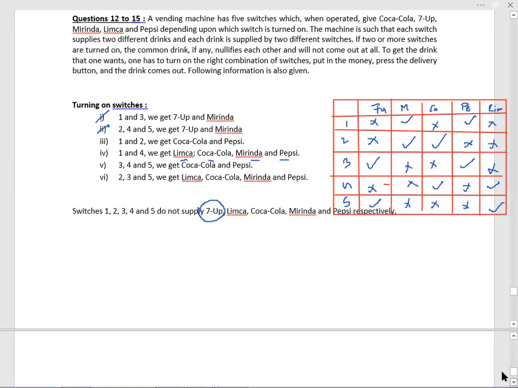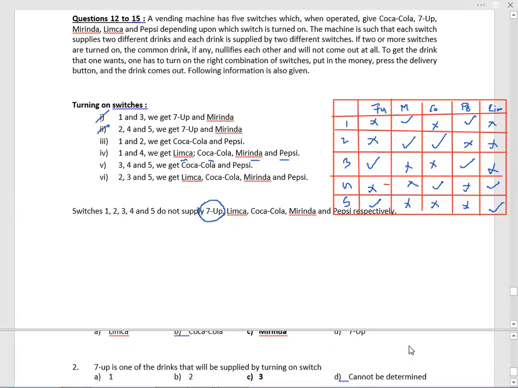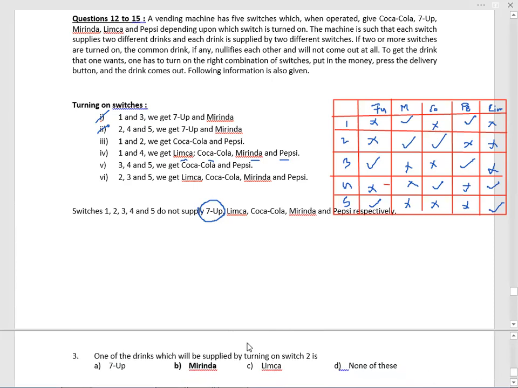Questions? One of the drinks which is supplied by turning switch 1 on: Mirinda, Pepsi. Pepsi is not there in the options. Mirinda is the answer, C. 7 Up is obtained from 3 or 5. 5 is not there in option 3. Option C. One of the drinks supplied by turning switch 2 on: Mirinda, Coke. Coke is not there in the options, so Mirinda, option B.